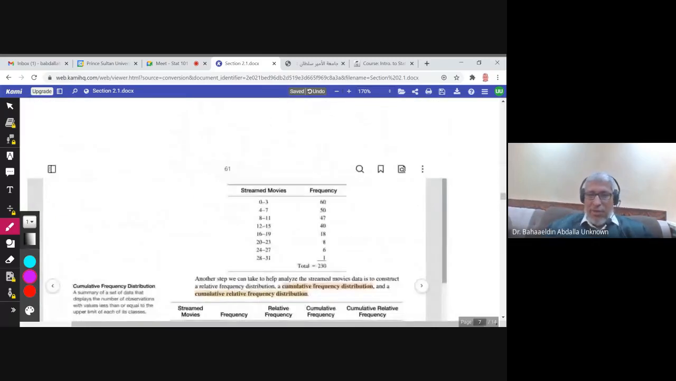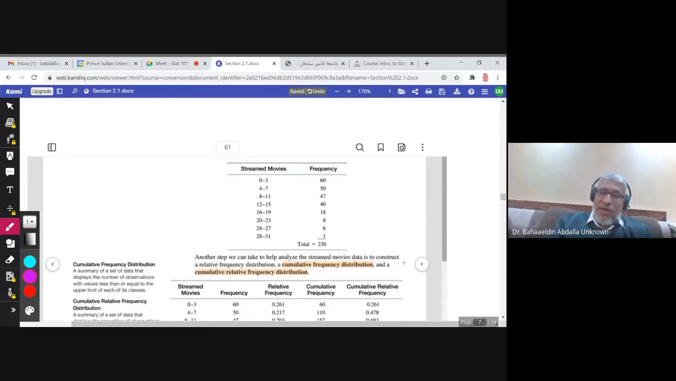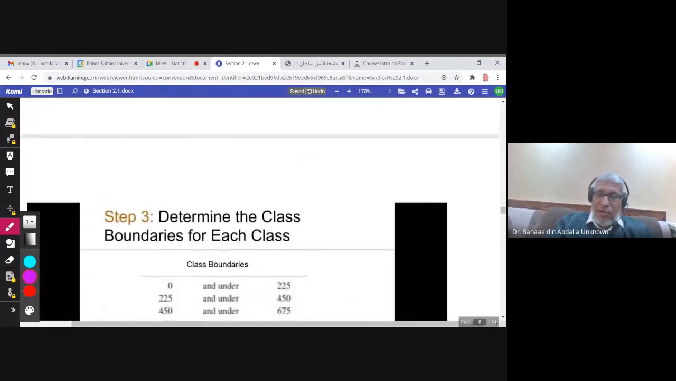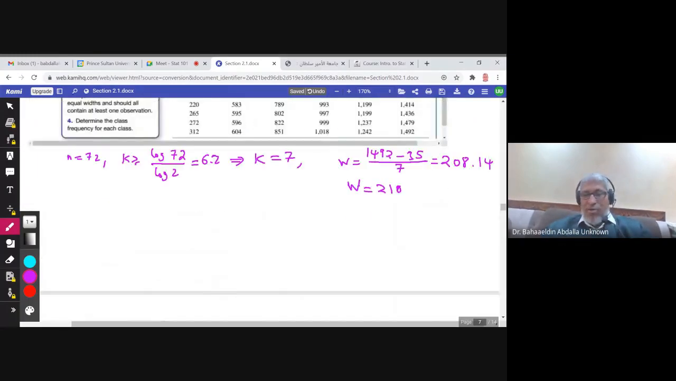Here, these are the class boundaries. You can write them like this, or you can write them in another way, like here. Now, how do we determine the class boundaries, or you can call them categories? So, class boundaries or categories, and frequency. This is the frequency distribution.